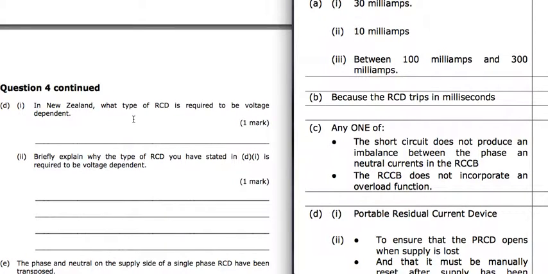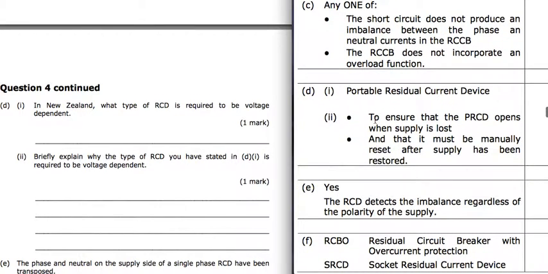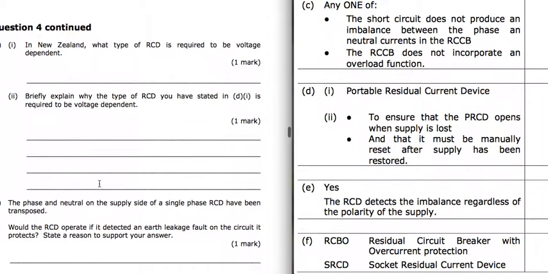In New Zealand, what type of RCD is required to be voltage dependent? Well, the portable RCDs must be voltage dependent, so that when the supply is lost, it has to be manually reset when the supply has been restored. We don't want that PRCD coming back on once the supply comes back. It needs to be manually reset. So that's why it does that.